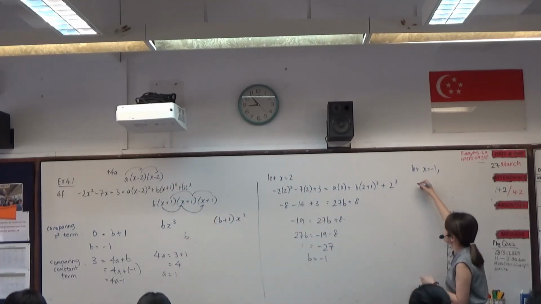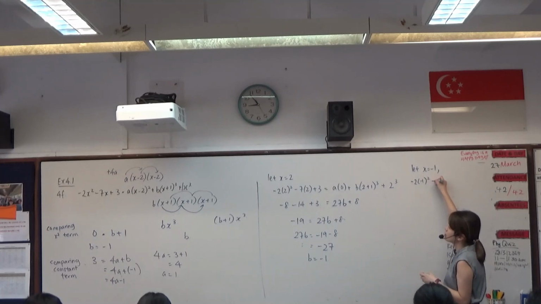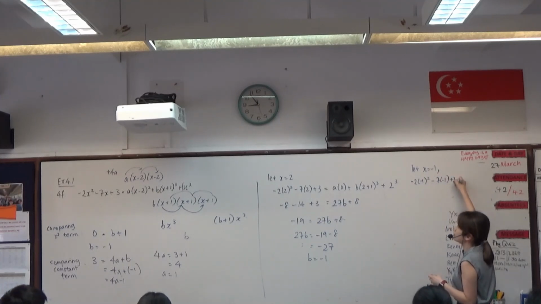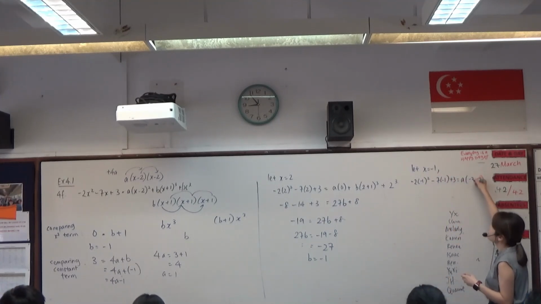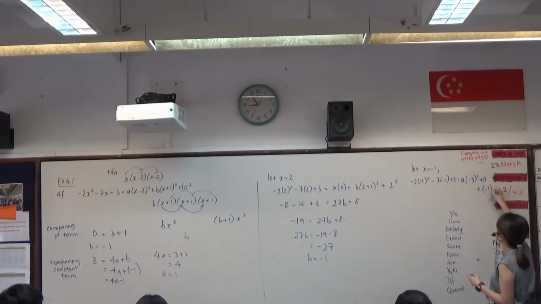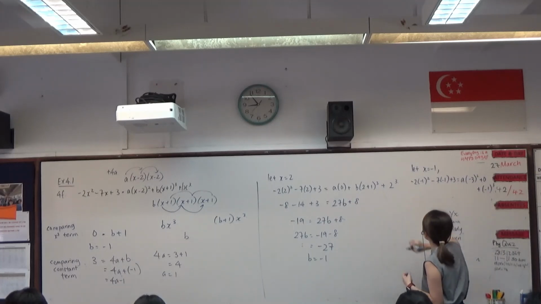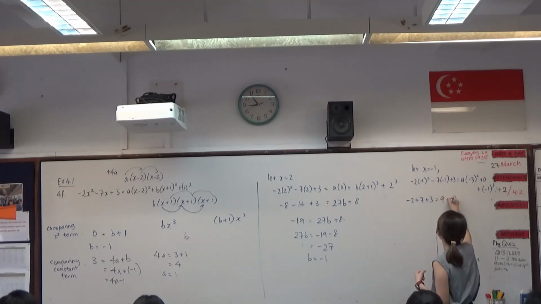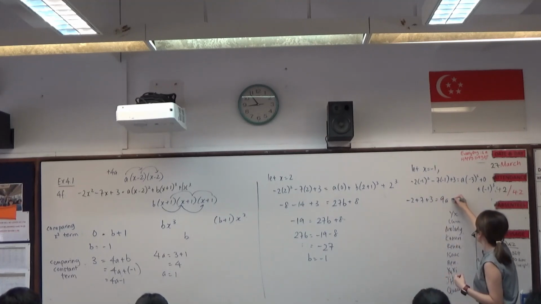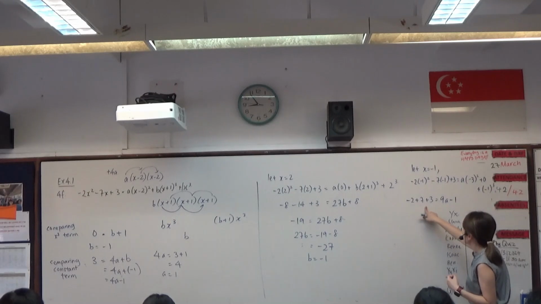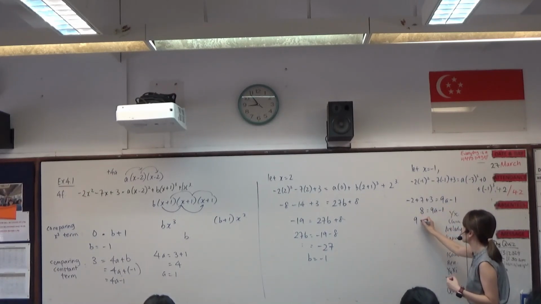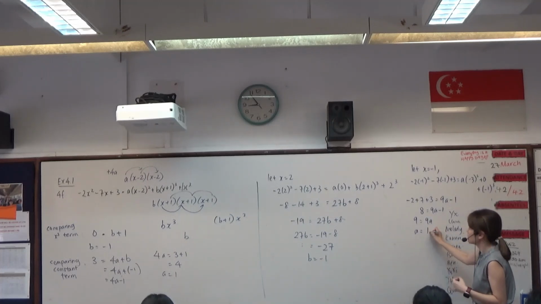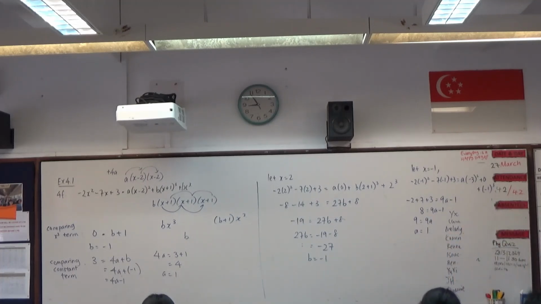So doing the substitution, negative 3 squared plus 0 plus negative 1. So I will get negative 2 plus 7 times 3 plus 9a minus 1. 5 plus 3, 8. So a is equal to 1.